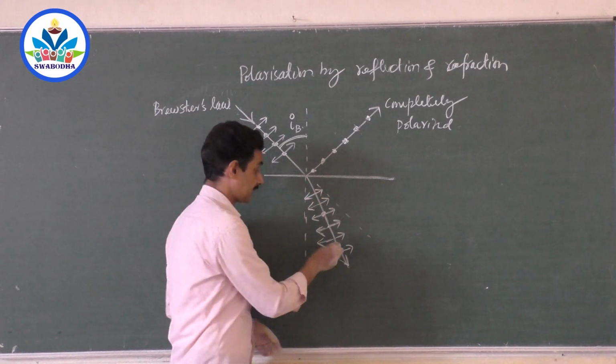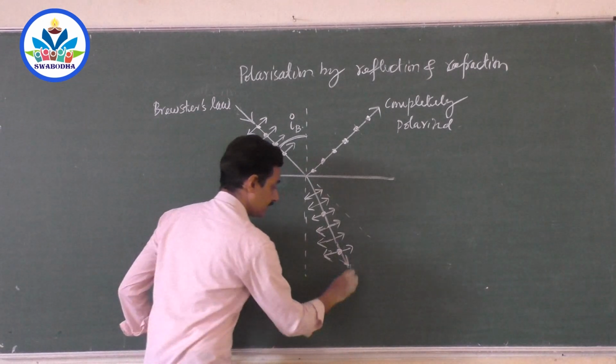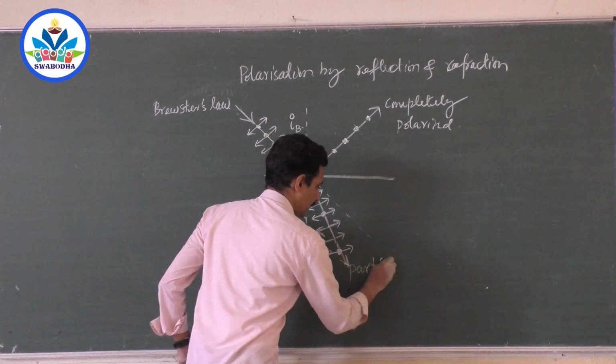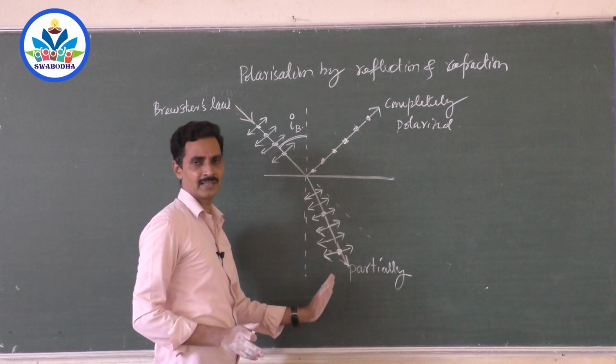There are electric fields like this. There are few. So there is a problem. So this is partially polarized, but partially polarized to the maximum extent. Other than this is not possible.